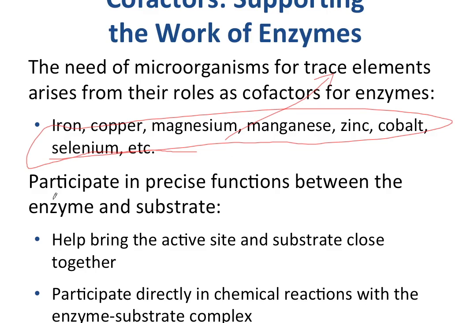The cofactors are involved in the enzyme activities. They can bring the active site and the substrate close together, and they can be directly involved in the chemical reactions to increase the speed of chemical reactions.